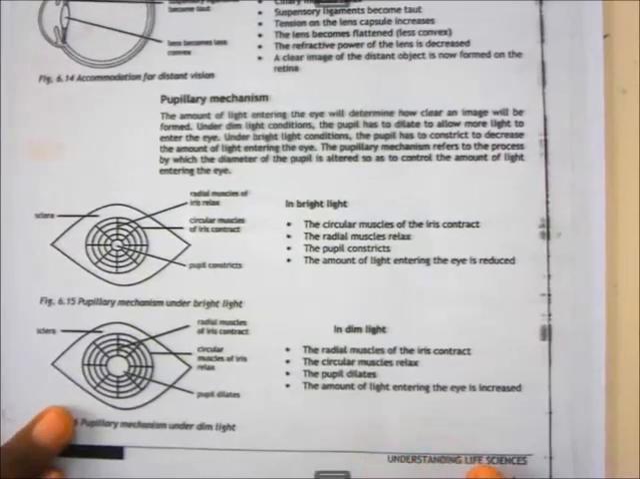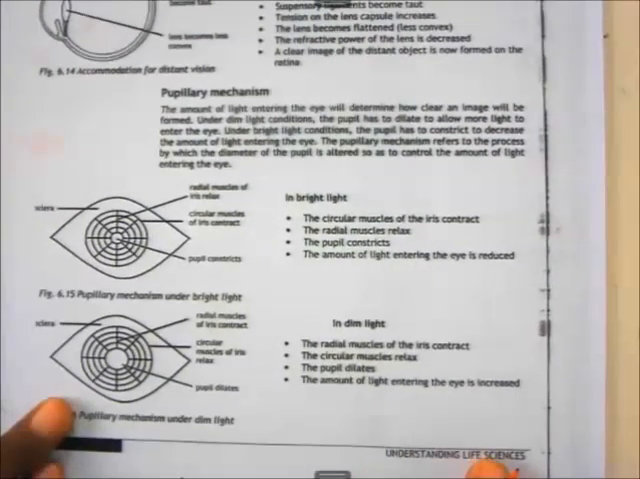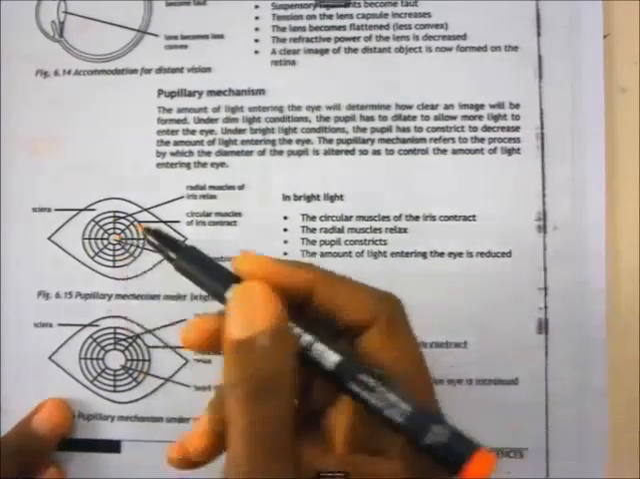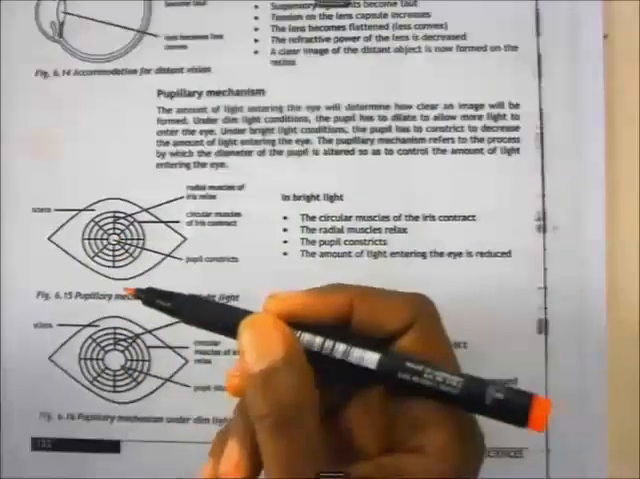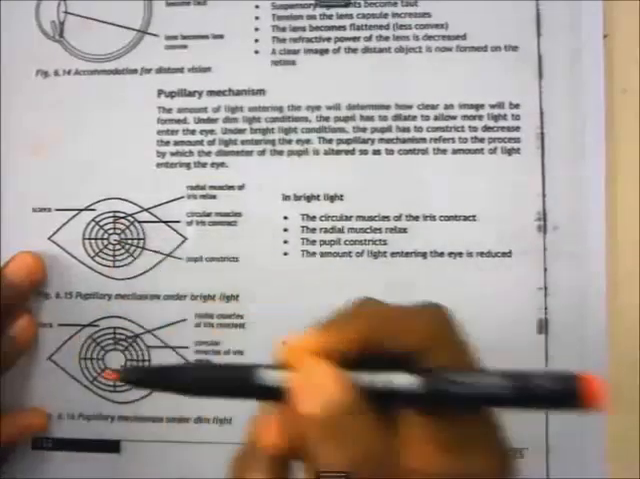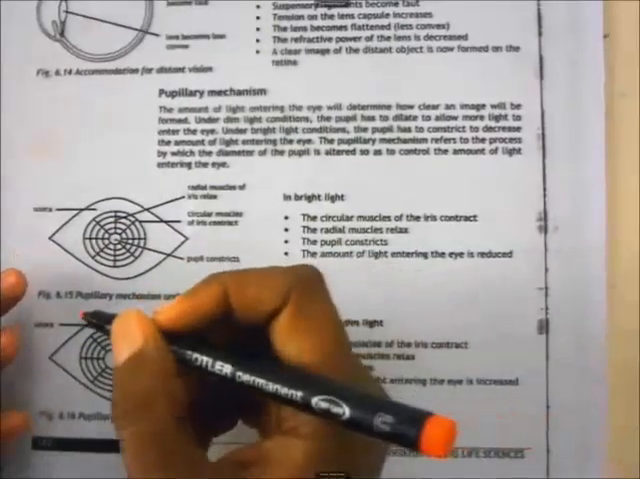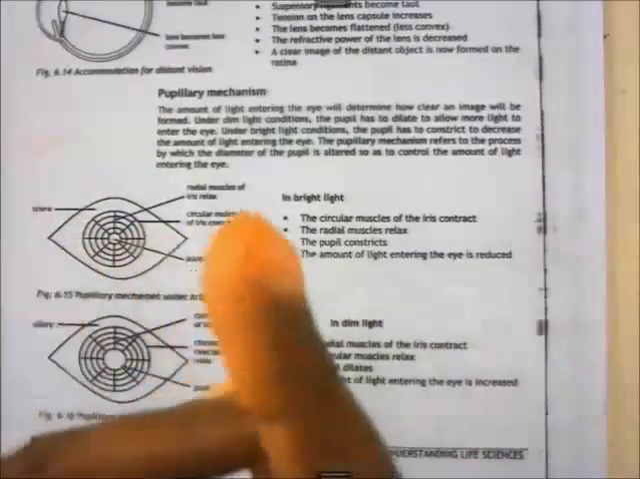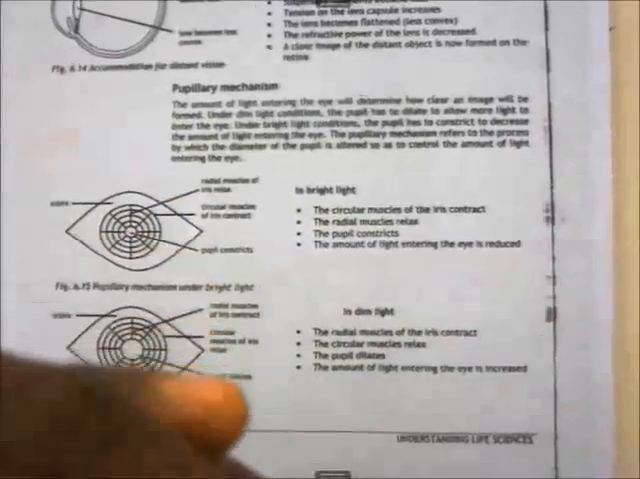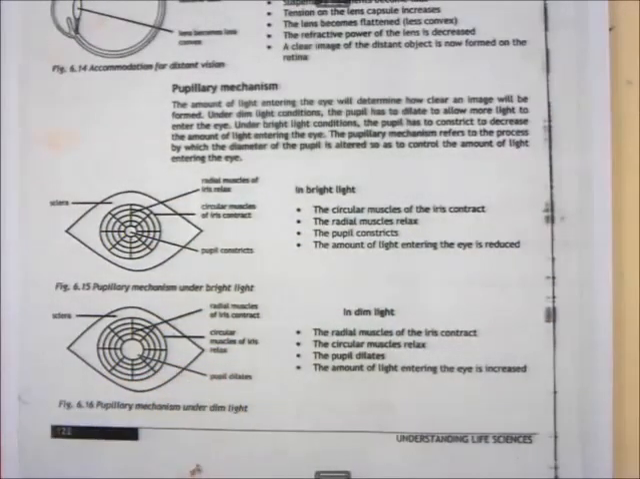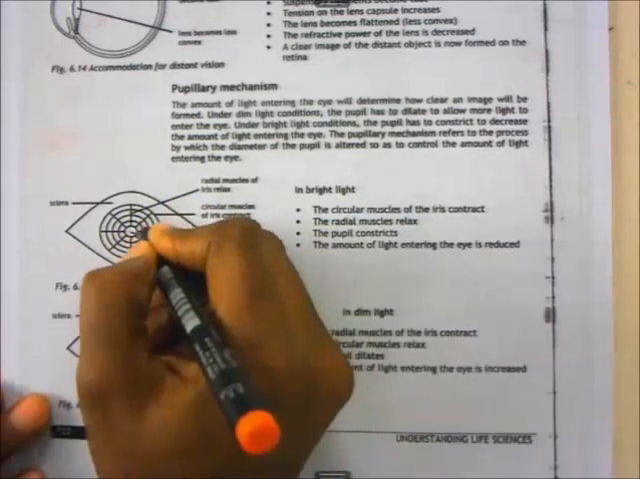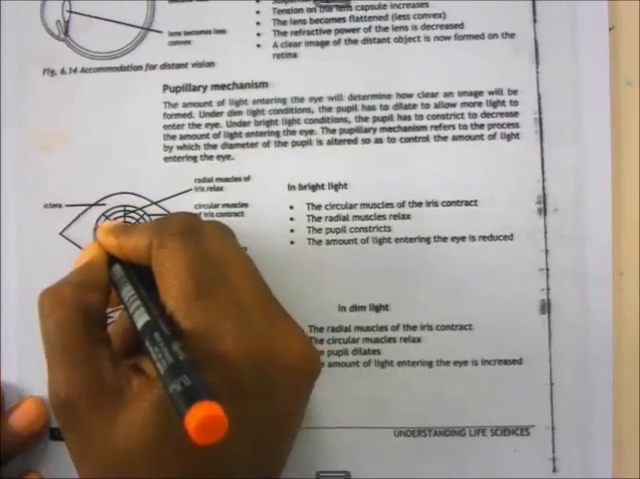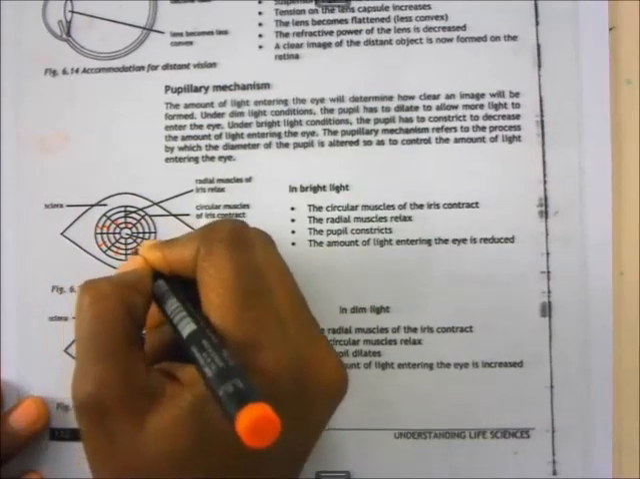So now we are going to explain the pupillary mechanism when a person walks in a bright light. What you need to know is that when a person walks in a bright light, number one, the circular muscles are going to contract. All these circular muscles are going to contract.